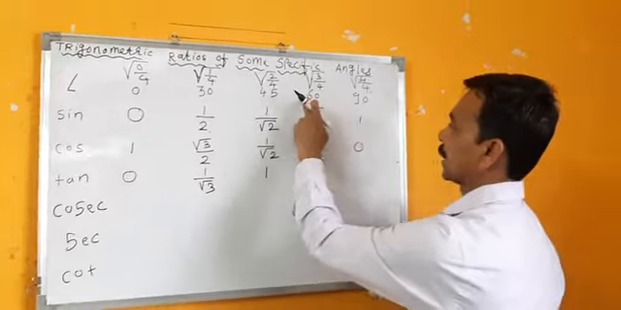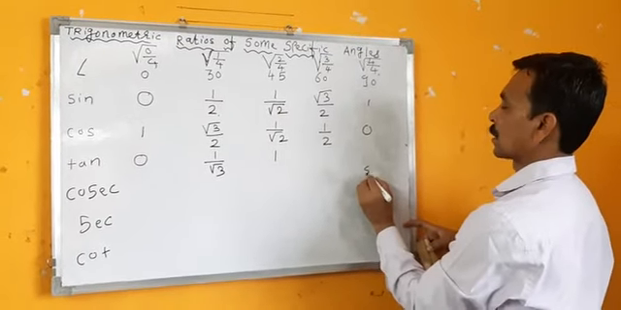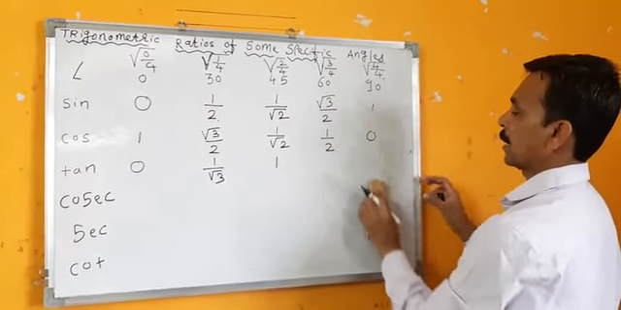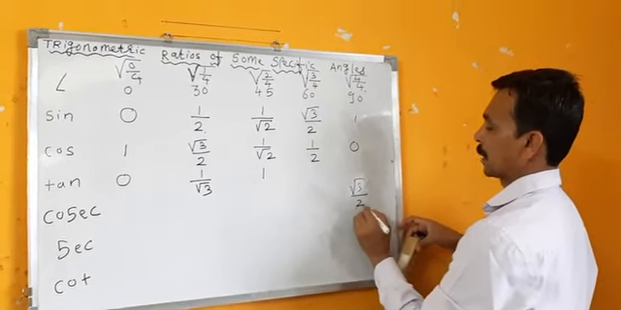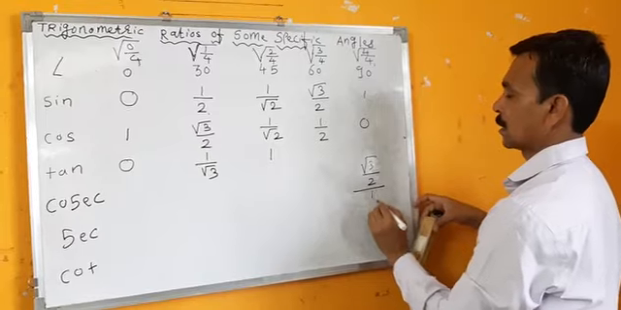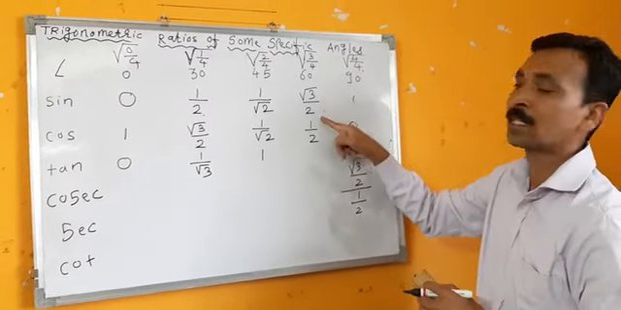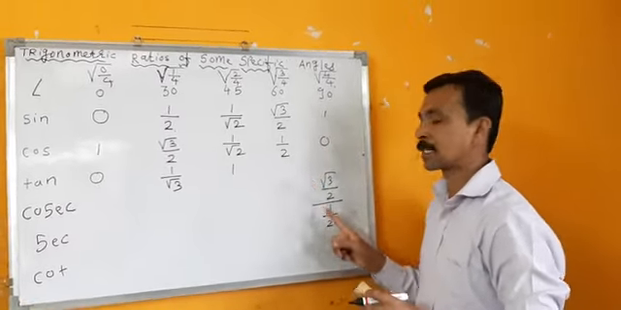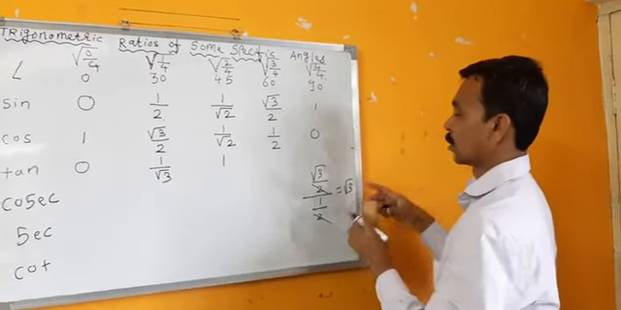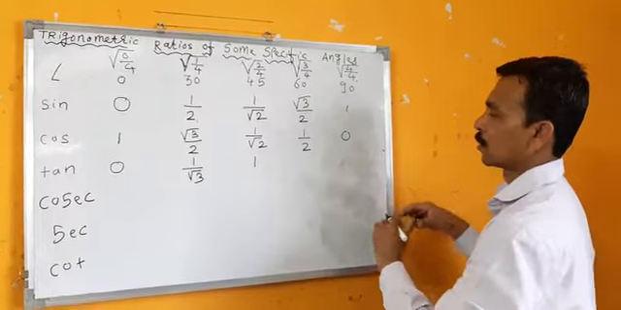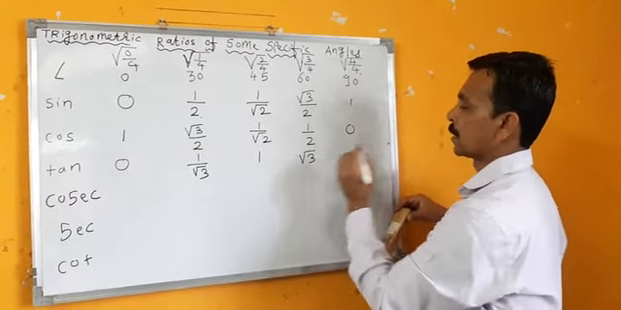Now tan 60. Tan is sine upon cos. So tan 60 will be sine 60 upon cos 60. Sine 60 is root 3 by 2. Cos 60 is 1 by 2. 2 gets cancelled. What is left? Root 3. So tan 60 is root 3.